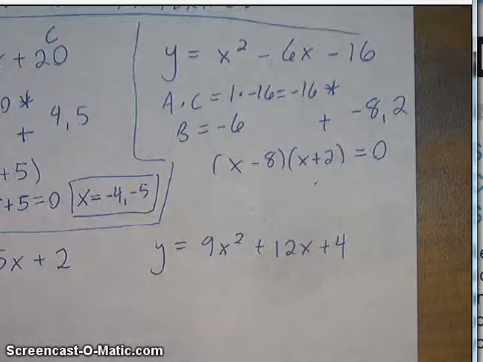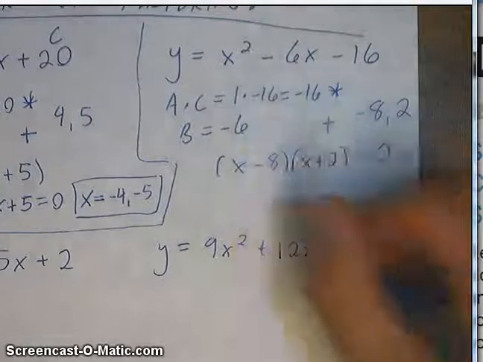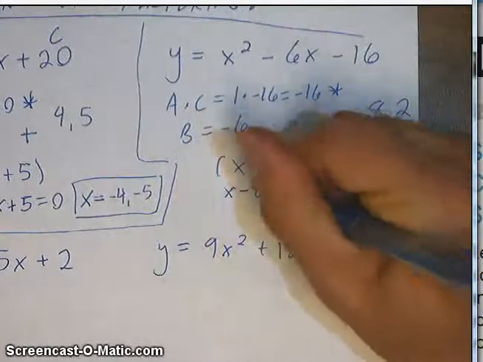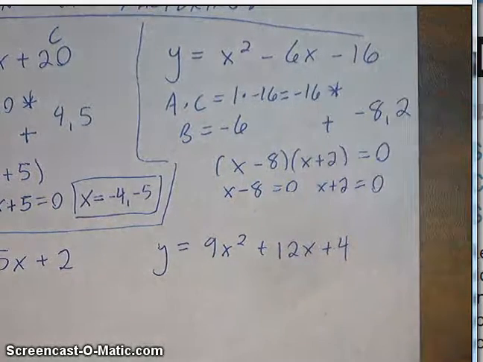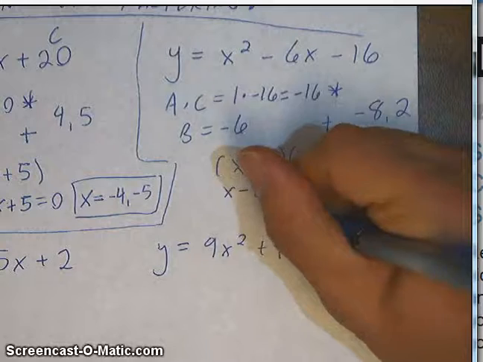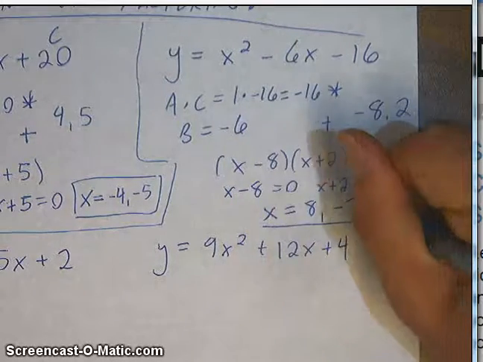Because when we're solving it, we're going to get rid of the y and substitute a 0 for y. Once I've done that, I can set x minus 8 equal to 0 and x plus 2 equal to 0, giving me the solution of x equals positive 8, comma, negative 2.